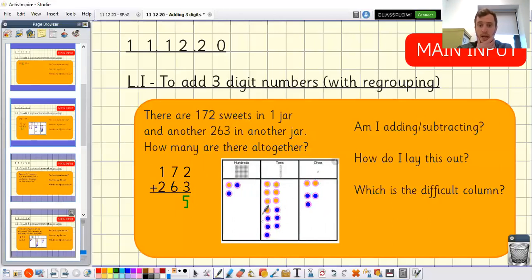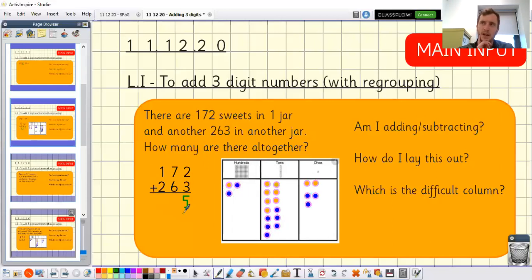I'm thinking this tens column might be the tricky one. Already there seems to be a lot in there. So I had my 7 orange tens to represent the 7 tens in 172. And the 6 blue tens here to represent the 6 tens in 263. Now I've got 13 tens in total there. That's far too many. I can't write 13 in my tens column. So what do I need to do? Again, I wonder if any of you know.